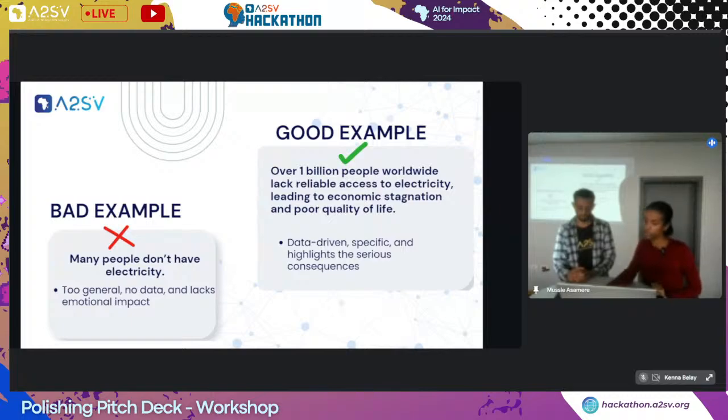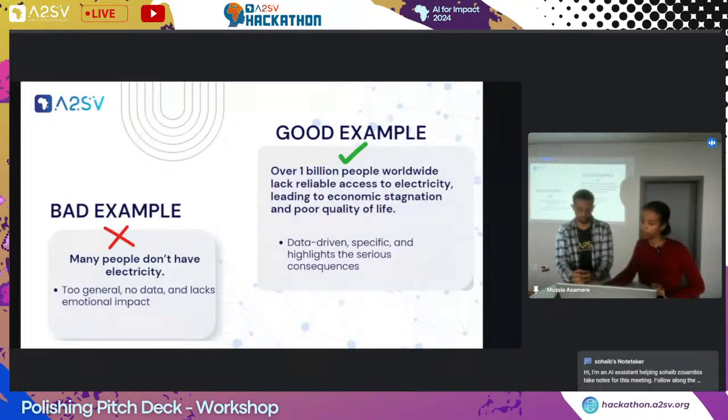So here you've given some data of how many people worldwide don't have access to electricity, and you highlighted the consequences of this. You said it results in poor quality of life and economic stagnation. So that's why this would be a good example of how you should state your problem statement. You should have some data to back up how many people or what is affected by your problem statement. You should also include consequences of the problem statement.